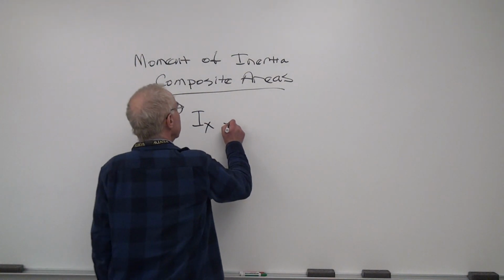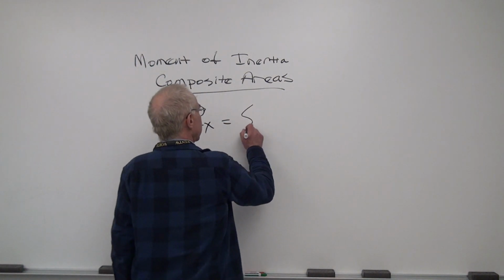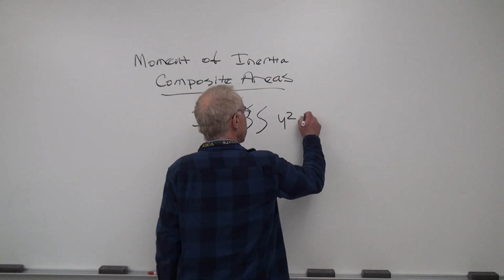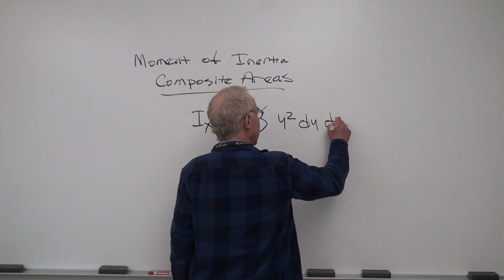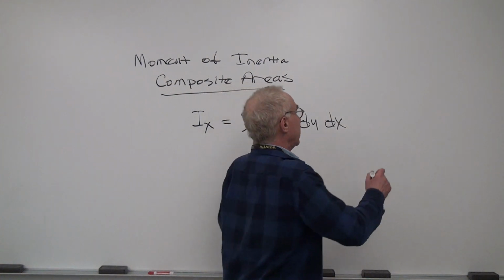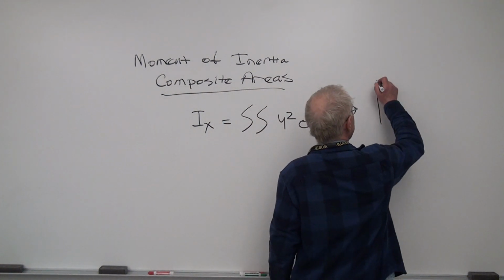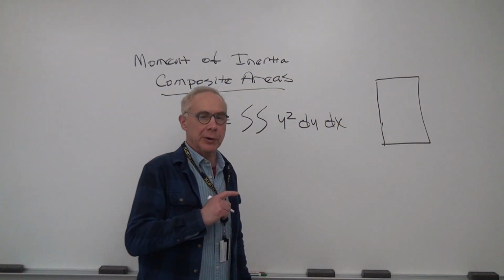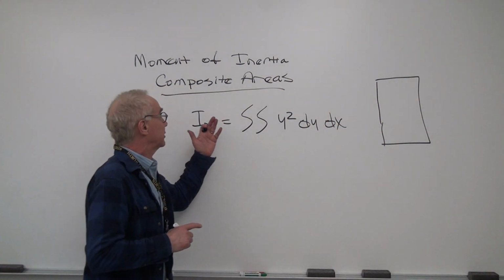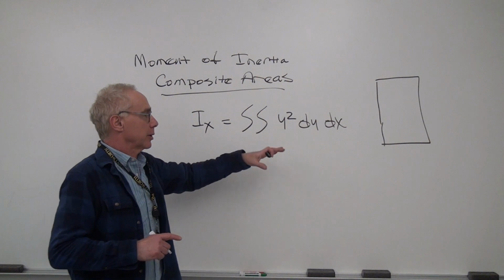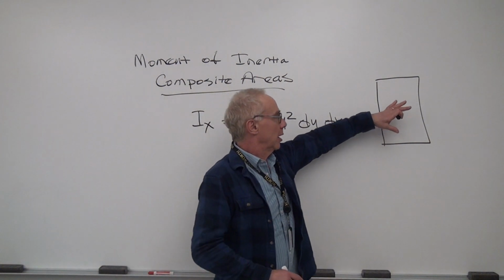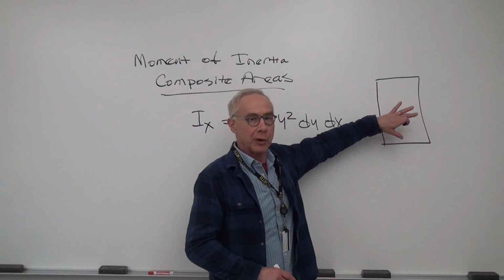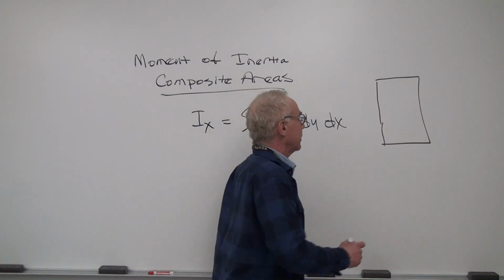Ix equals a double integral over y squared dy dx. This is formally, we've done it, you can do it for irregular shapes. For the most part, particularly when we're talking about composite areas, we're going to be talking about areas that are basically the accumulation of multiple rectangles like this.